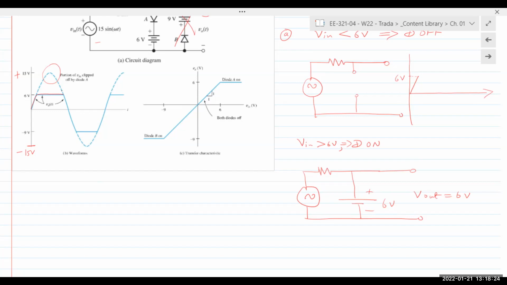Until V in goes below 6, which happens on the other side, or the downside of the waveform. Once it goes below 6, we go back to scenario number 1, where the diode goes off, the battery is disconnected, and you only get this again. So the only portions where the input signal is reaching the output are these portions right there. These two portions of the input signal are the only ones that are reaching the output. The middle portion of the output is basically the 6-volt battery.